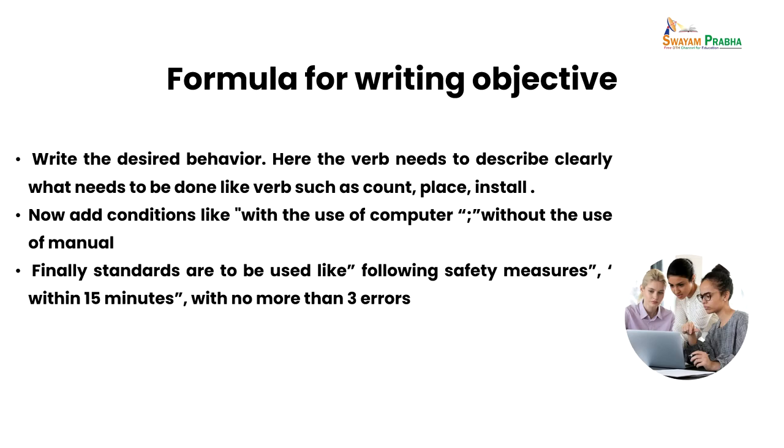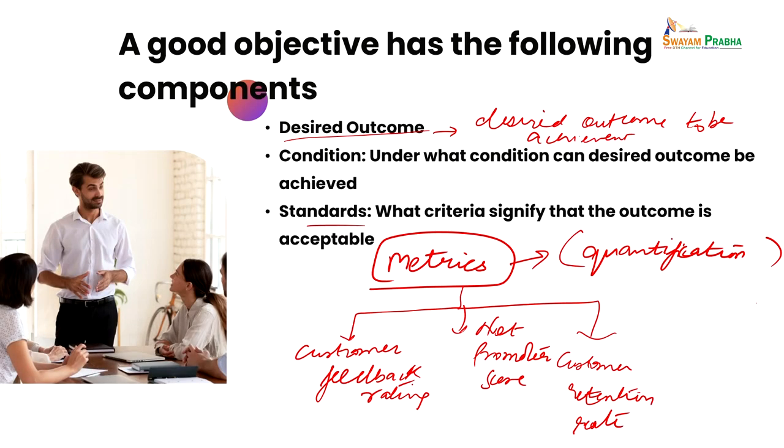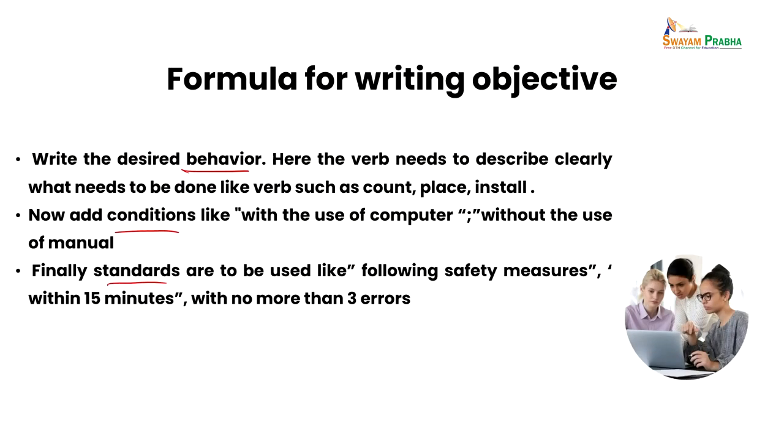For example, the formula would include the desired behavior, the conditions, and finally the standards also. So all those things that we learned in the previous slide, wherein we described at large the desired outcome, condition and standards, it's now time to put into practice and write the formula for writing objectives. So it's about writing the desired behavior.